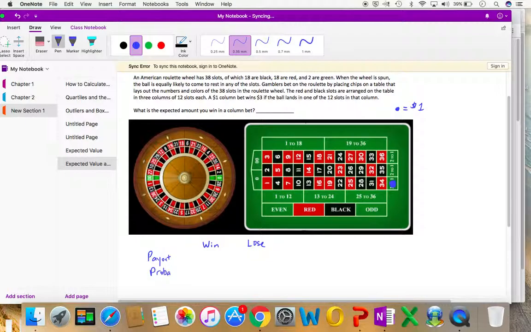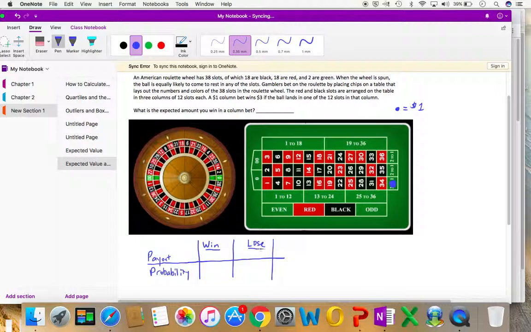Now, the probability, I think, is going to be the more difficult variable to figure out, but we can do it. Okay, so here's our little, we're going to make a little table here. All right, we either win or we lose. Okay, there's no in between, right?